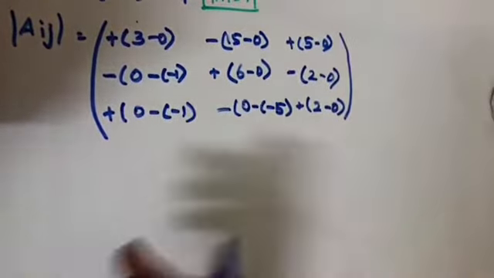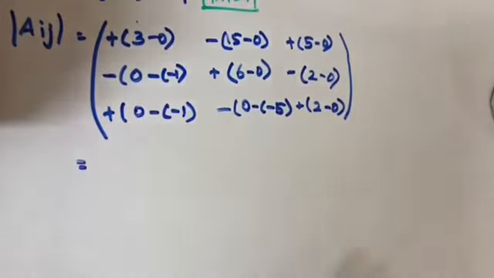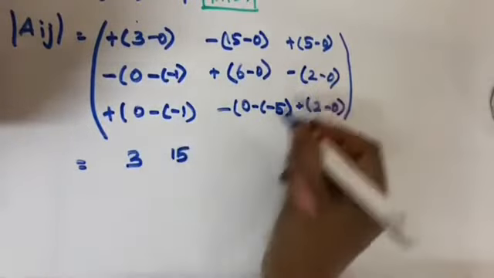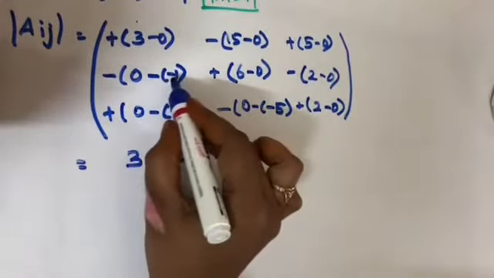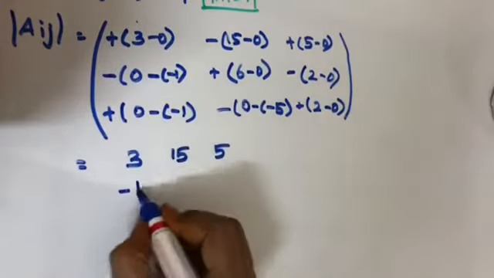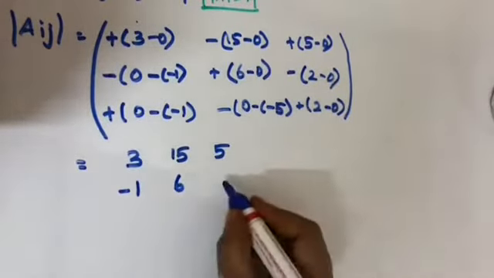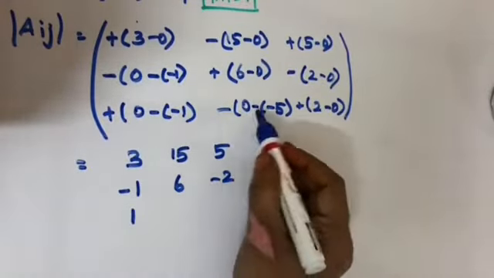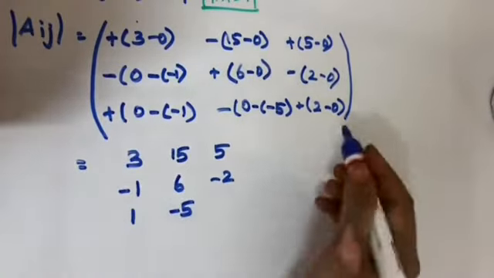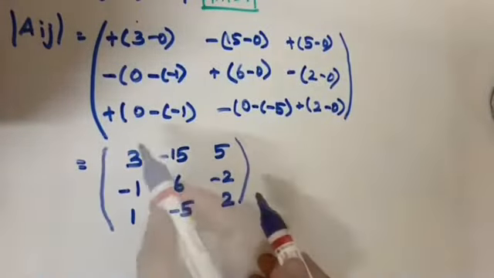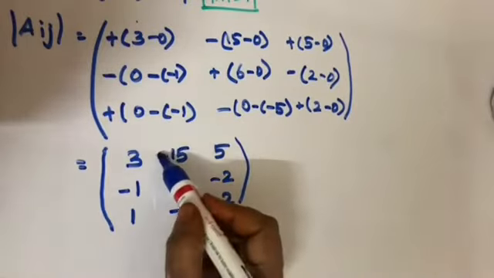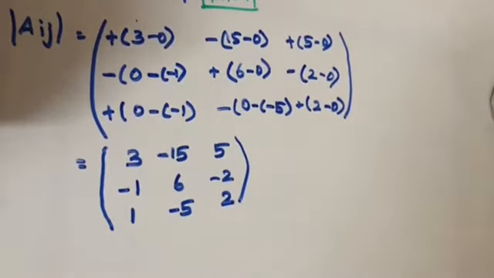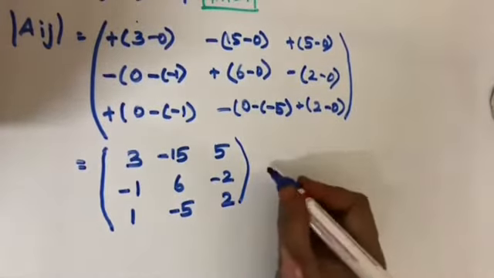Okay. Now Aij is equal to here 3, 15, 5. Here minus of minus plus 1, but it is negative. So minus 1, 6, minus 2. 1, minus of plus 5, so it is minus 5. Here it is 2. Yes, it is minus 15. This is Aij. Shall we write now the adjoint A?